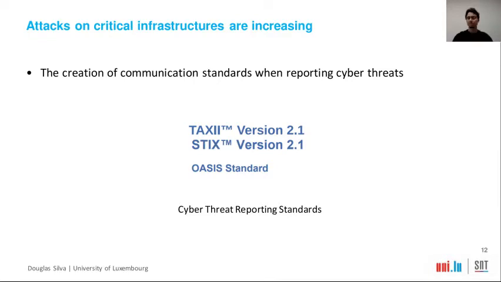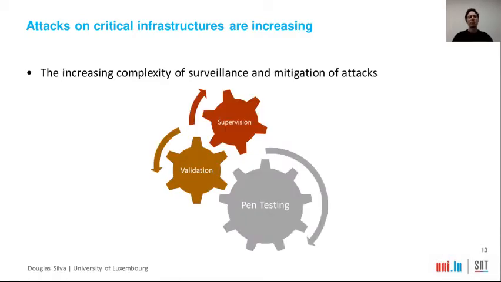how to describe this observable data. So one is the protocol, and the other the communication layer, and the other is how this information will be described to pass through the communication layer. And the complexity of the surveillance and mitigation of attacks on today's applications is really increasing. So the use of these threat detectors involves lots of specialized teams. There is a pen testing team, a validation team, a supervision team, and many more. So it's many specialized teams.